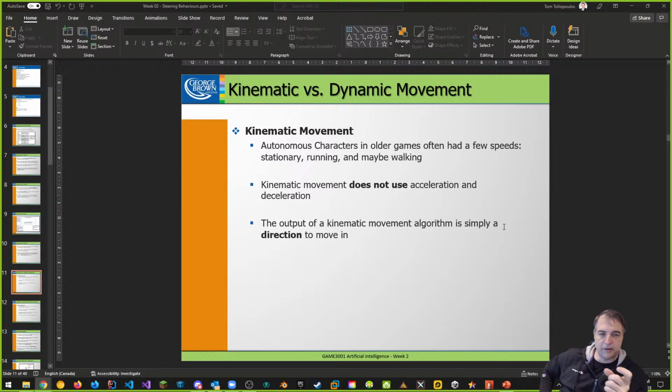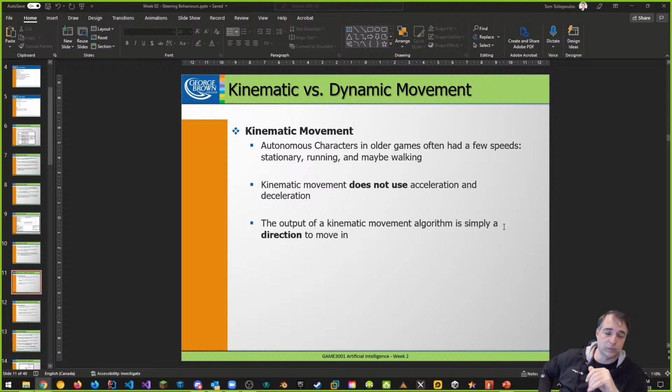When we talk about kinematic movement, which is really the topic of this week, we want to think about motion, because kinematic means motion. Energy that's related to motion, so kinematic forces and those kinds of things. When we talk about kinematics in games, those kinds of movements don't require or use acceleration and deceleration. It's like they have a constant rate of speed. Really all we think about is a direction. We want to know where we're going. We know the speed is going to be the max speed. Whatever the max speed is, that's how we're going to move.